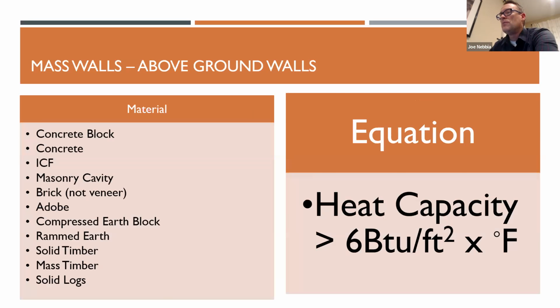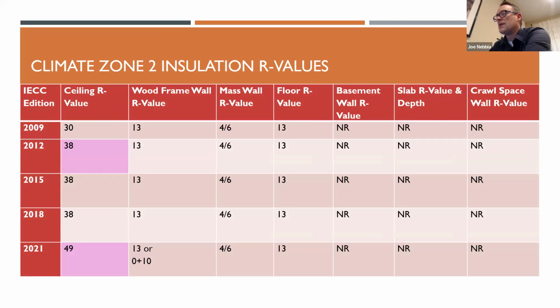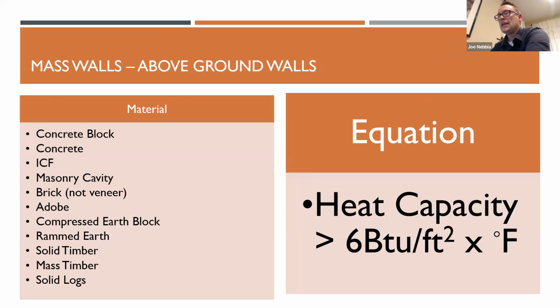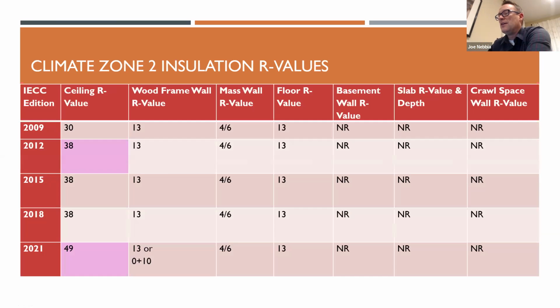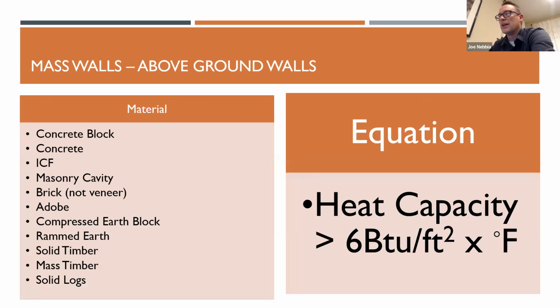If you want to build with a mass wall, again, there's a lot of that in climate zone 1 and 2. Here in climate zone 2, we're looking at an R4 or R6. It has to meet a certain material requirement, and the code lists a number of things here: concrete block, concrete, ICF, brick, not veneer, mass timber, things like this. I want to point out the ICF because that actually gives you quite a lot of flexibility in the code. If you look at R4 or R6, most ICFs I've seen are about R22, with 2 layers of R11 or something like that in there.